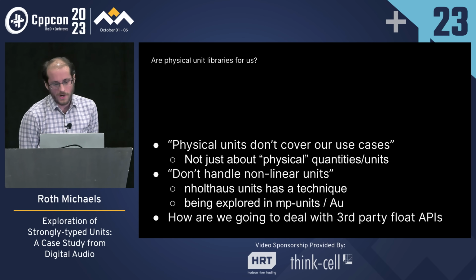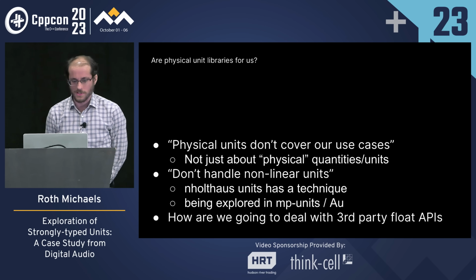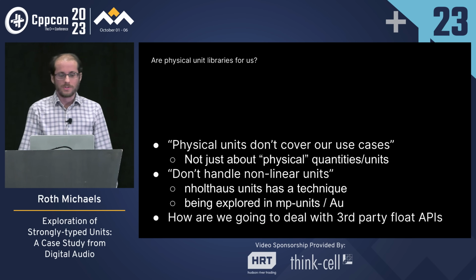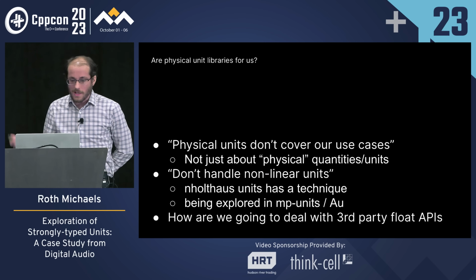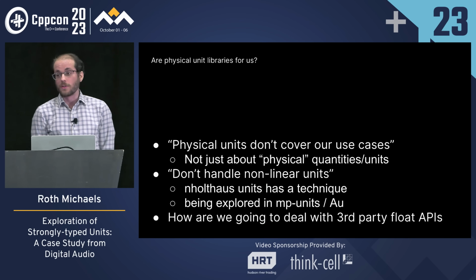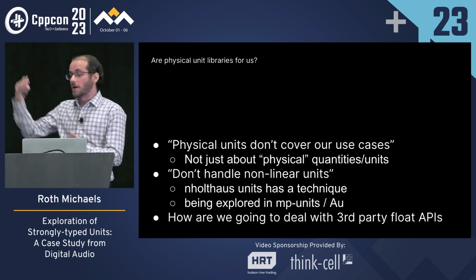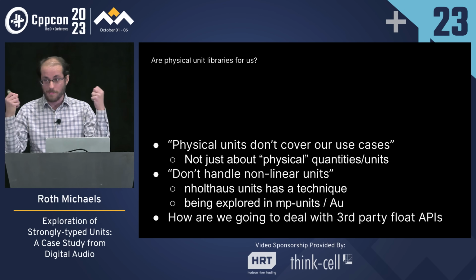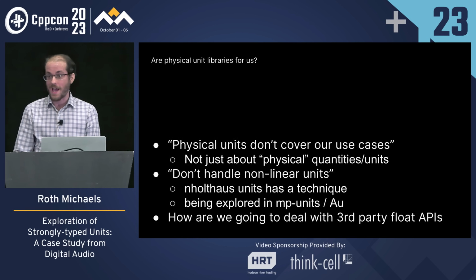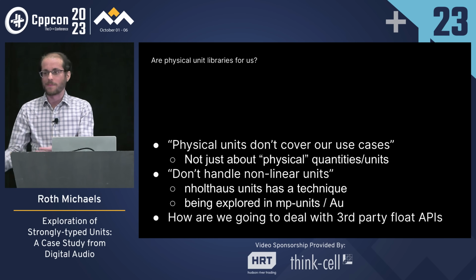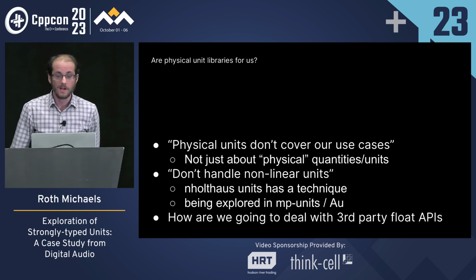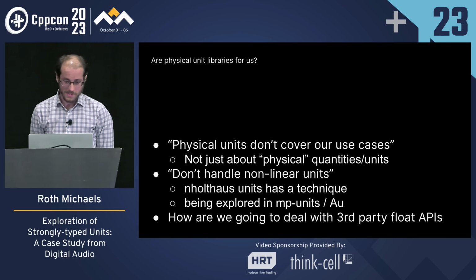So some of the things that come up for us in talking about using third-party libraries for physical units is like, they don't cover our use cases, as I said, about the physical nature. Do they handle nonlinear units? The Nholthaus library does have a technique for this, and there's open issues for MP units and AU about this. And then the other big question is, how do we deal with these plugin APIs and third-party libraries? They're handing us bags of floats to deal with, that we know what unit they are, and like, how do we interface with that, or the fast libraries from Intel and Apple for doing math. And so we'll look at some examples at the end of the talk about how I would approach third-party libraries.